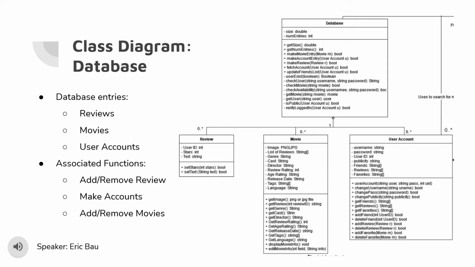Some common functions that might be called here include making accounts for when a new user joins the service, adding or removing reviews, or adding or removing movie entries. The last of those should only be done by administrators, of course.